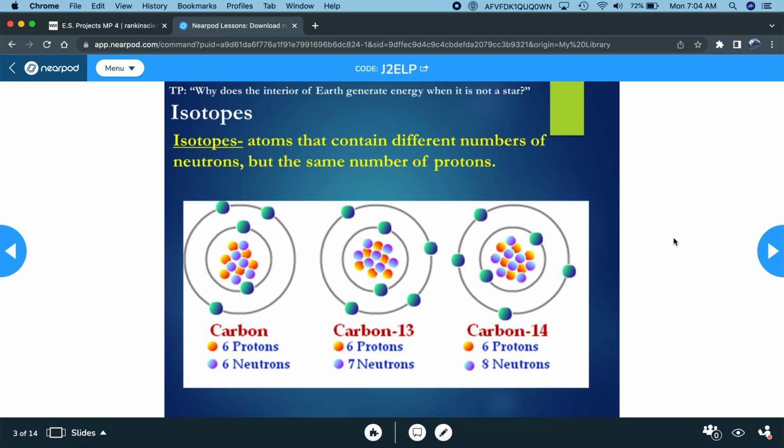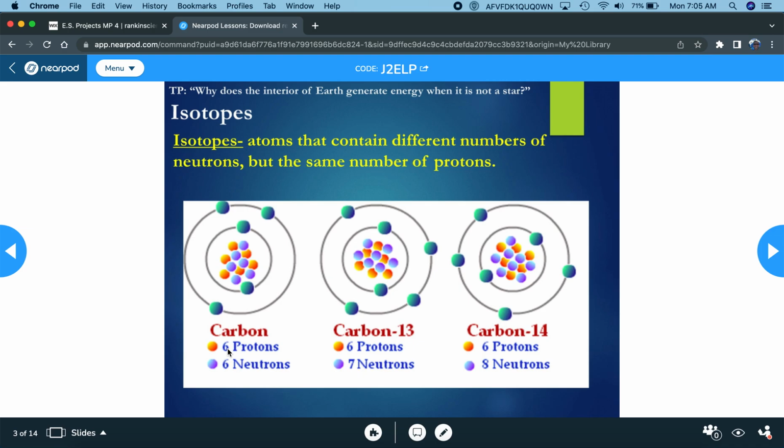All right, moving on, we have isotopes, atoms that contain different numbers of neutrons, but the same number of protons. Now, looking at this picture here, this carbon, which is carbon-12, is the one that you would see on the periodic table of elements. And based on that, that should read as 6 protons on the periodic table of elements, and the atomic mass would be 12.